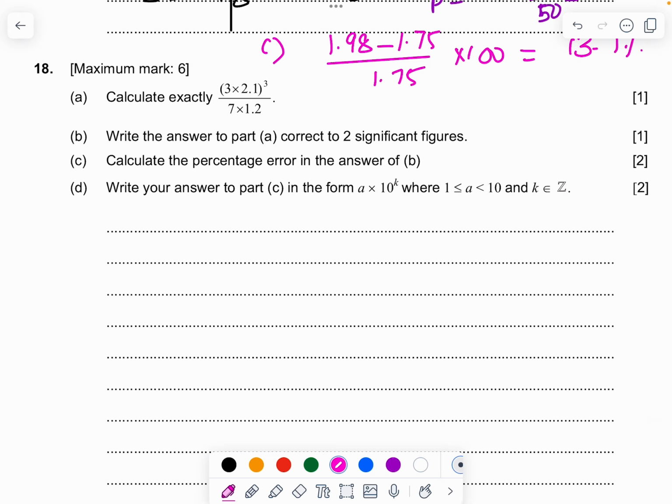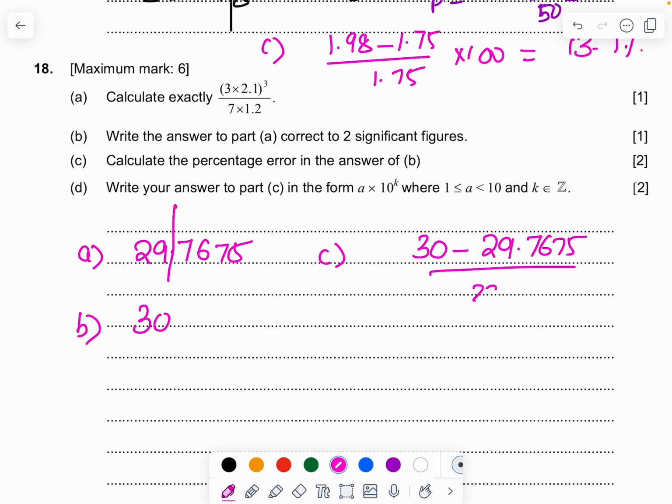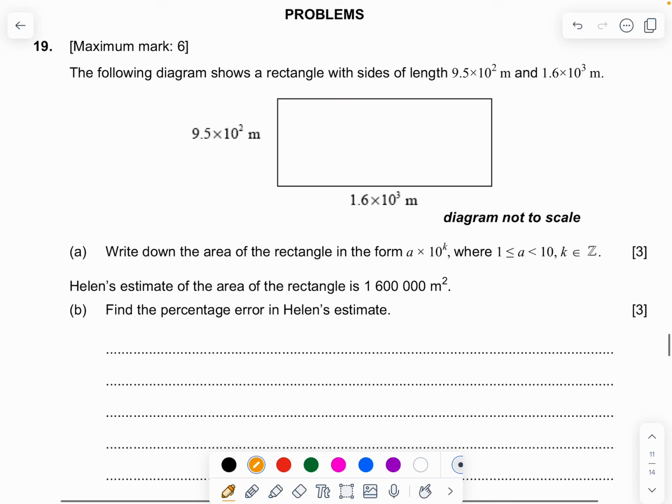Question number 18. Calculate this value, which is 29.7675. Part B. Write the answer in part A in two significant figures. Draw the line, so it becomes 30. Part C, percentage error, 30 minus 29.7675 divided by 29.7675 times 100, which is going to be 0.781%. Write down in the standard form, 7.81 times 10 power negative 1%. Question number 19. Write down the area of the triangle in the standard form.